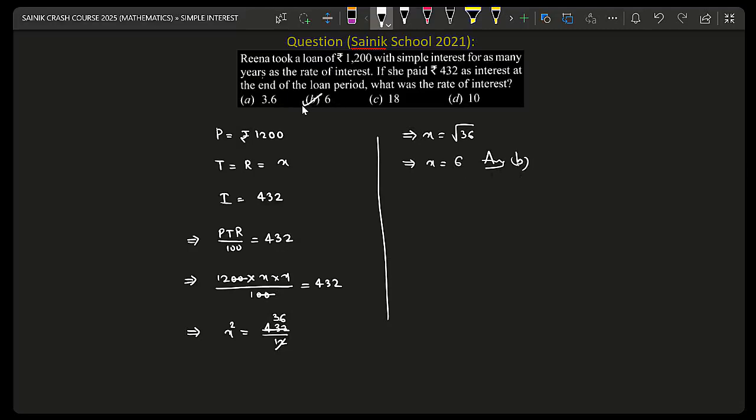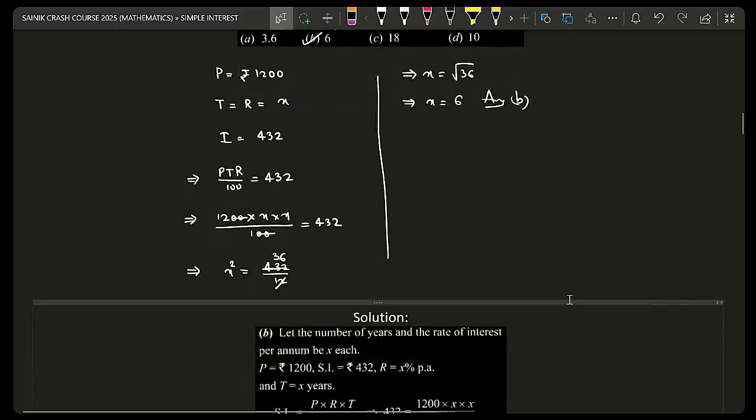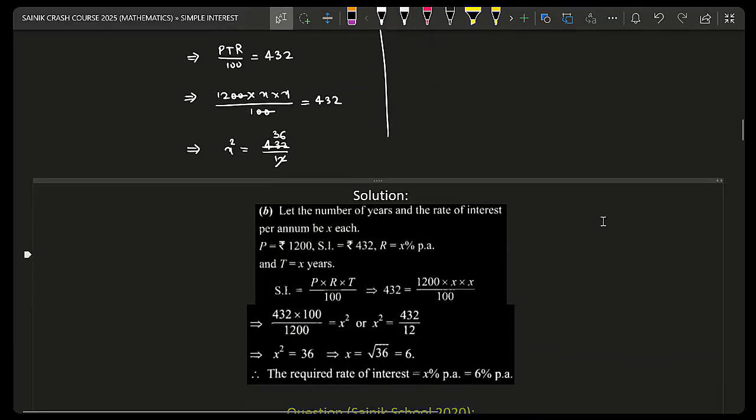Very good, you can mute yourself. So you got the correct answer. That is, rate of interest is 6% and time period is 6 years. If anyone asks, both are equal to 6. Time period is 6 years and rate of interest is 6% per annum. So using the same method, we got the answer 6% per annum.